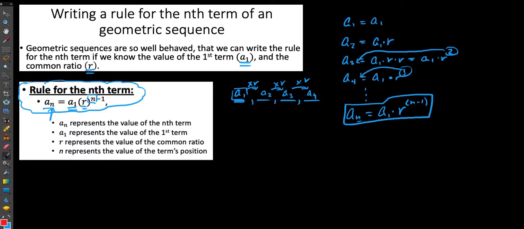What if I were to write the rule for an arithmetic sequence and we did a little bit of compare and contrast? So the arithmetic rule for the nth term is a_n equals a_1 plus d times (n minus 1). You can see that these are very similar in that we're always starting with the first term. In this sequence up here, we're adding on a common difference every time. In this sequence down here, we're multiplying on a common ratio every time.